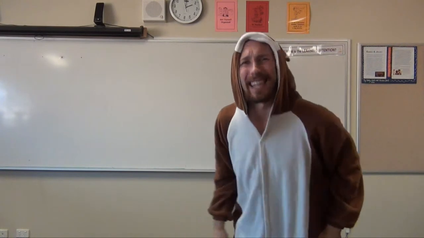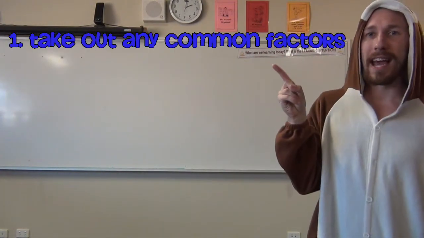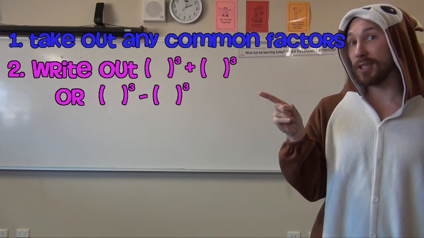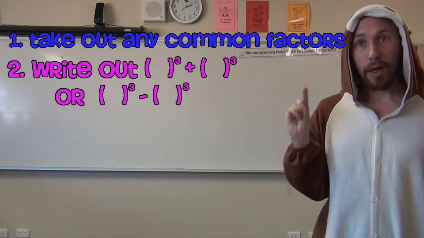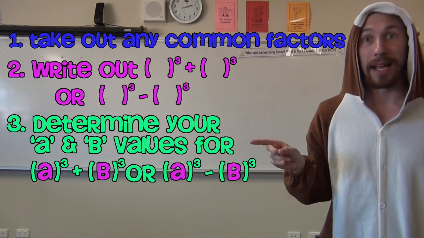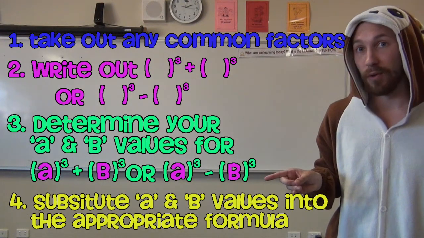Awesome guys, so I guess it is just as easy as remembering 4 simple steps. That is, 1, take out any common factors. 2, write out brackets cubed plus or minus brackets cubed. 3, figure out your a and b values, that is what goes into the brackets. And 4, substitute in your a and b values into the appropriate formula.